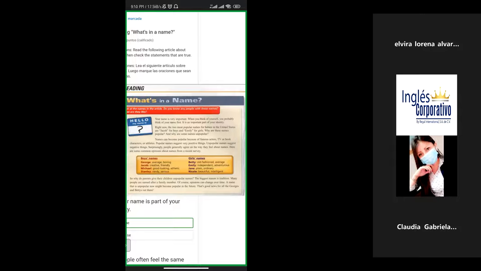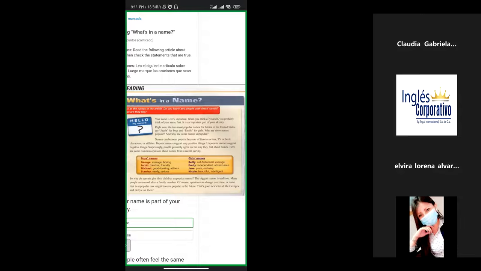Boys' names: George, Jacob, creative, friendly; Michael, good looking, athlete; Stanley, nerdy, serious. Girls' names: Emily, independent, adventurous; Jane, plain, ordinary; Nicole, beautiful, intelligent.